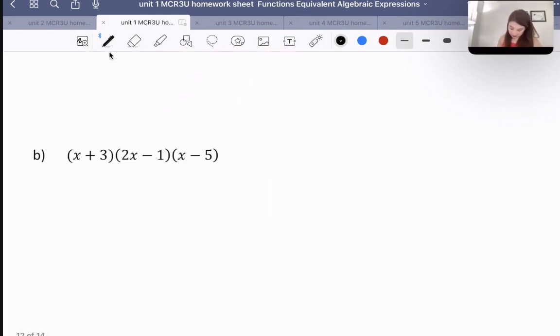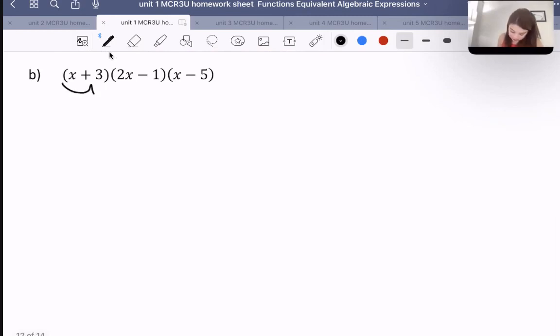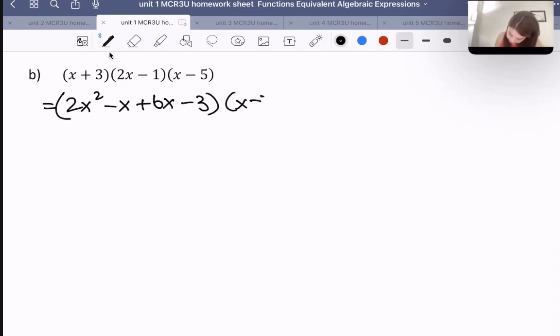Okay, let's try one more. So first I'm going to use my FOIL method here, and then I'll use my FOIL method with the results of this and this last one here. Basically, the FOIL method means everything gets distributed through everything. So there will be a middle term. We will distribute the middle term through everything on the terms as well. Okay, so first would be 2x squared, then minus x plus 6x minus 3 times x minus 5.